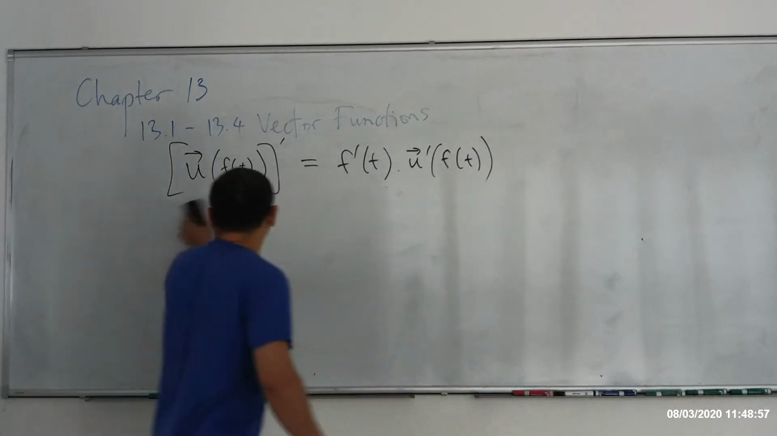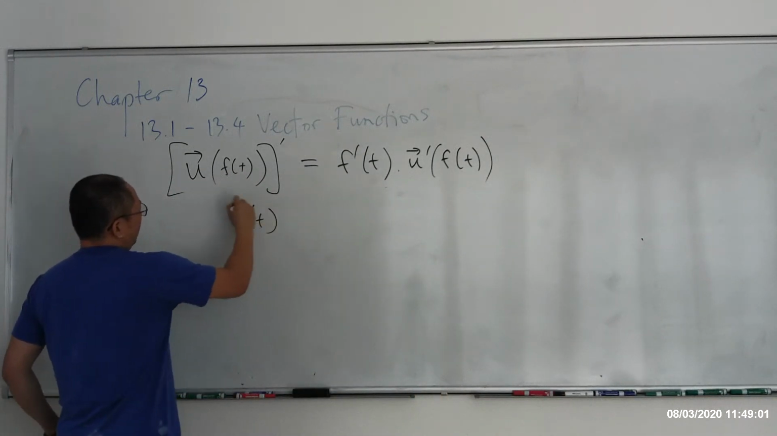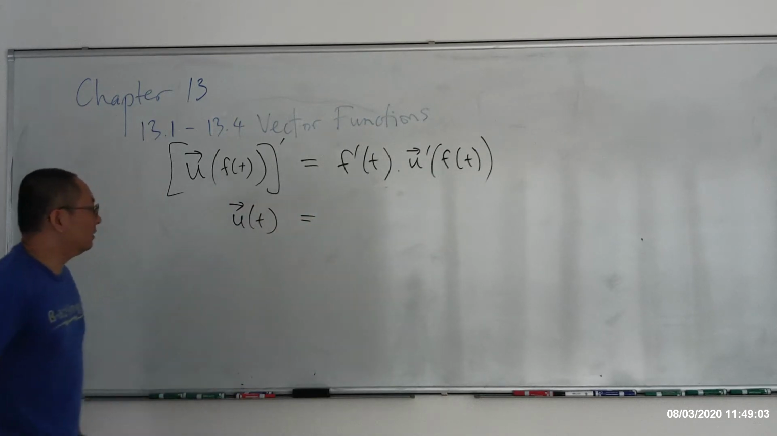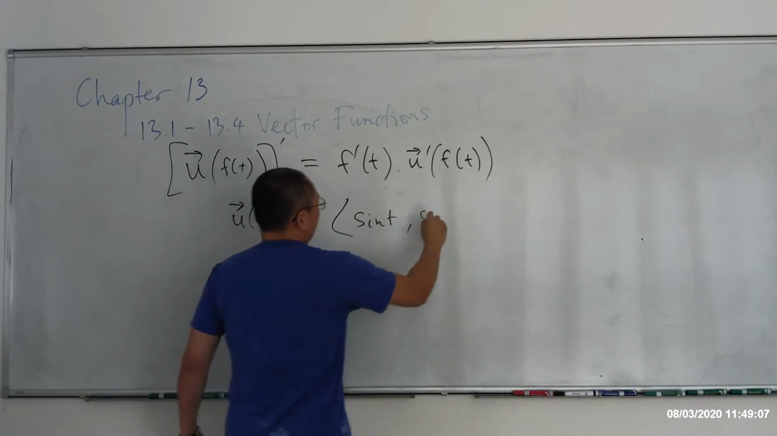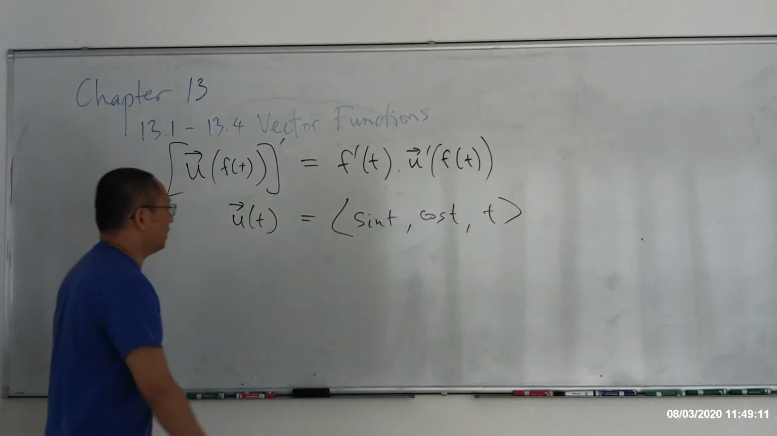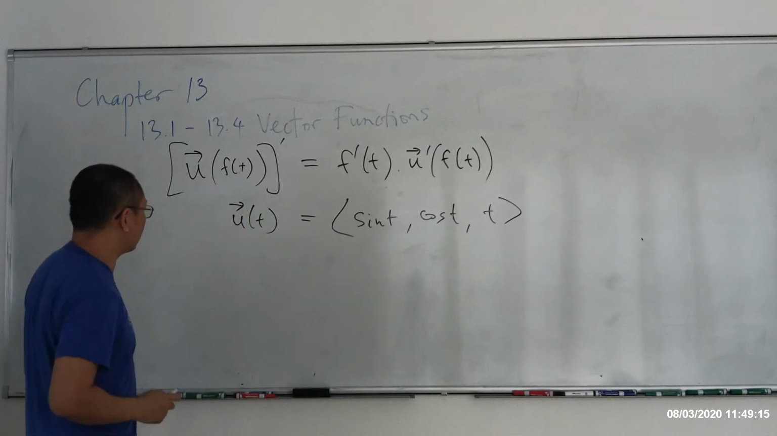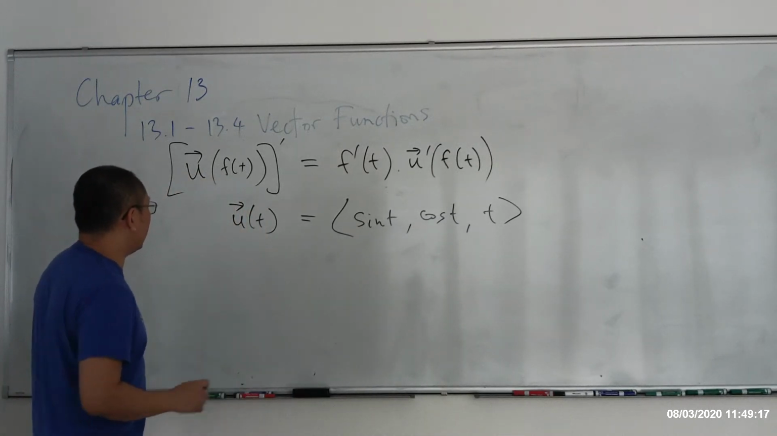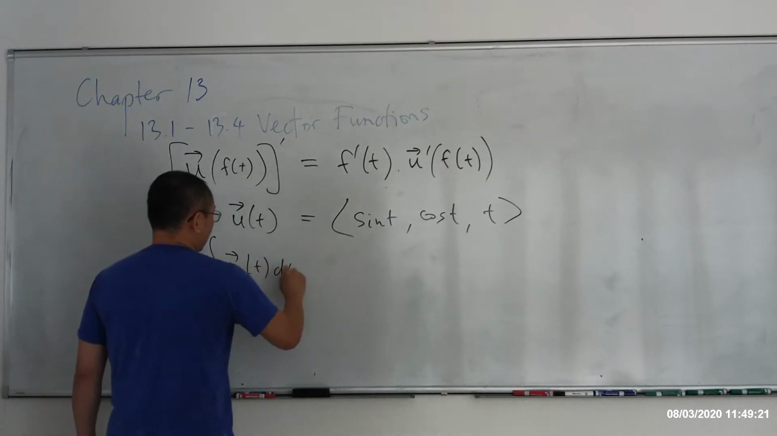Let me just try to give you an example. Integral. So u of t. I'm going to do the same thing because it's simple: sine t, cosine t, and t. Okay. Now it's another helix, but now x is sine and y is cosine. Still the same helix. All right. And I want to integrate this, integral of vector u of t dt.